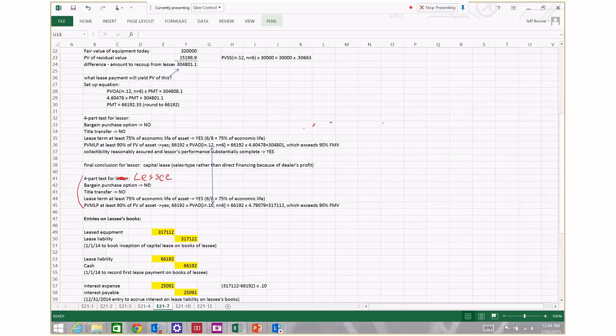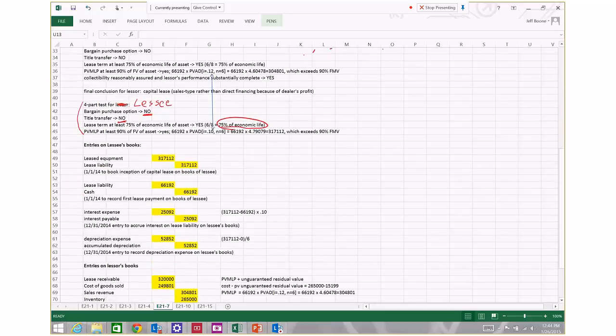So again, for the lessee, is there a bargain purchase option? No. Does title transfer? No. Is the lease term at least 75% of the economic life of the leased asset? Yep, it's a 6-year lease term out of an 8-year economic life. So we got 75% of economic life. So yes, this is also going to be classified as a capital lease for the lessee.